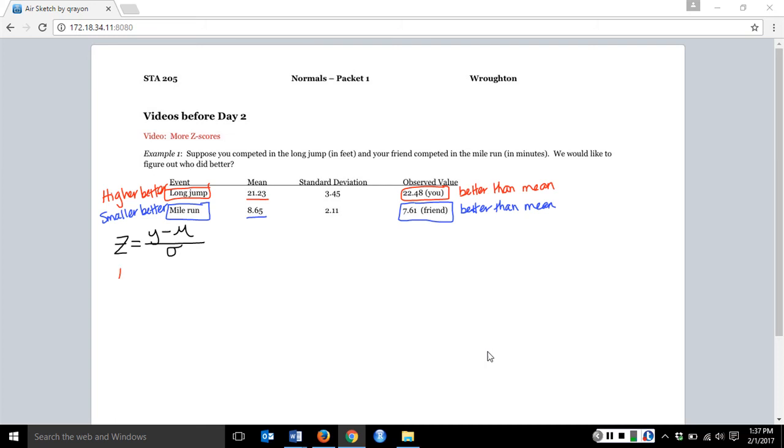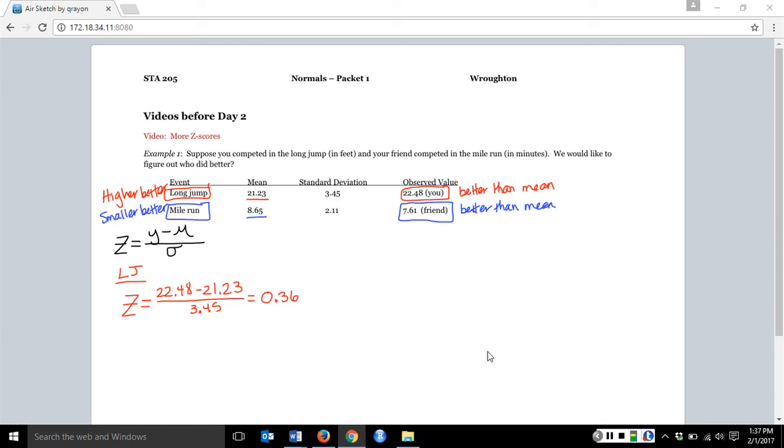Let's first do this for our long jump. In the long jump, our z would first be our actual observed value. So we jumped 22.48 feet minus the mean distance jumped, which was 21.23 feet, and dividing by the standard deviation, which was 3.45 feet. If we do the math here, we're going to get a positive 0.36. Now why was it positive? Well, 22.48 is bigger than 21.23, so we are above the mean. If it was negative, it would have meant that we were below the mean.